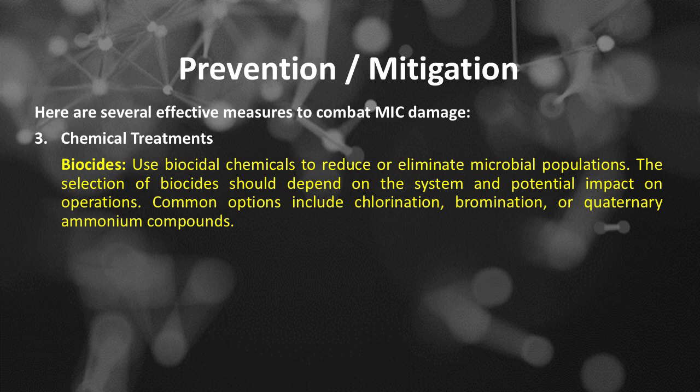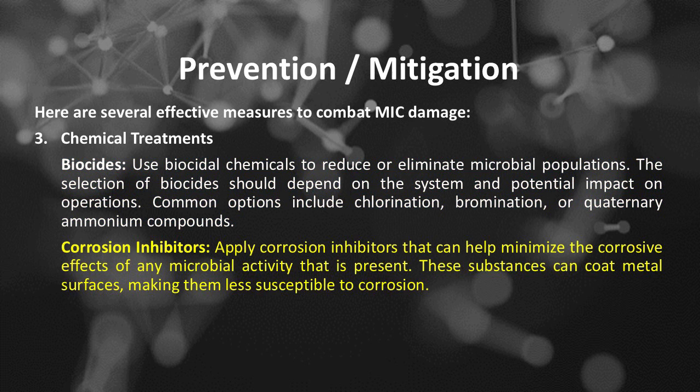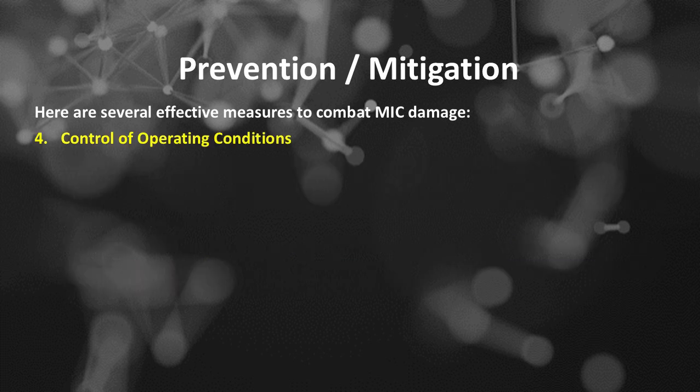Biocides: use biocidal chemicals to reduce or eliminate microbial populations. The selection of biocides should depend on the system and potential impact on operations. Common options include chlorination, bromination, or quaternary ammonium compounds. Corrosion inhibitors: apply corrosion inhibitors that can help minimize the corrosive effects of any microbial activity that is present. These substances can coat metal surfaces, making them less susceptible to corrosion. Number 4 is control of operating conditions.